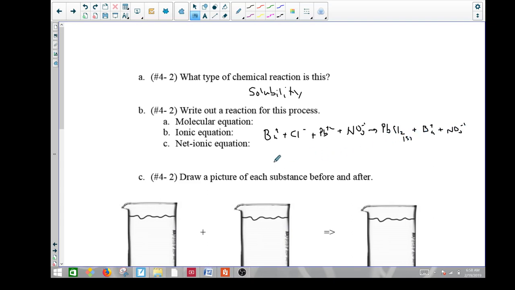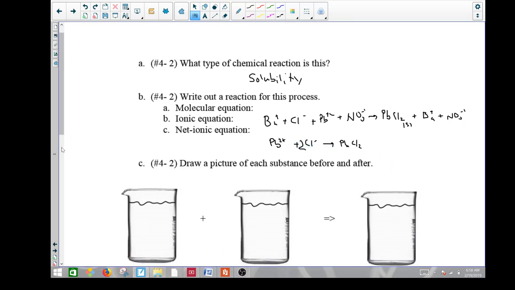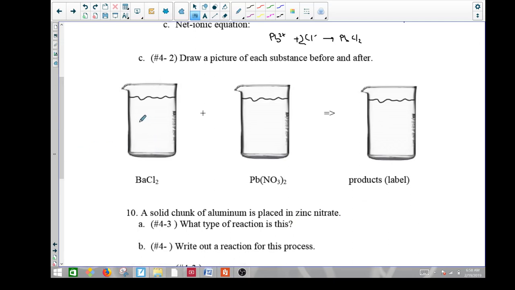The net ion equation is going to be just the lead ion, Pb2+, plus the Cl- yields lead chloride. This one typically also has you balance it, which would be really simple. So just go ahead and do that. Alright, next one, we want to draw this out.